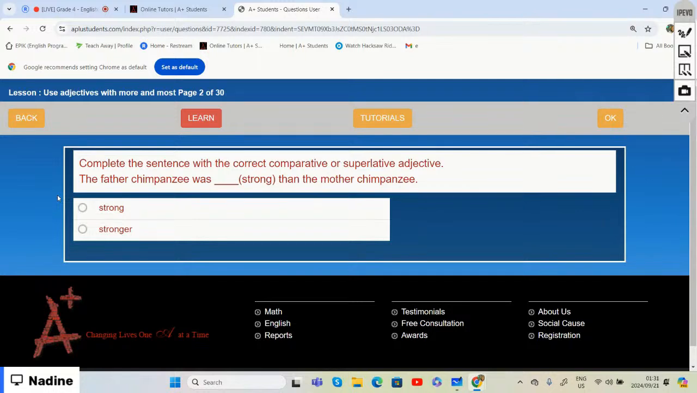The next one says, the father chimpanzee, do we say, was strong than the mother chimpanzee, or do we say was stronger than the mother chimpanzee? Option one, he was strong than the mother chimpanzee, or option two, he was stronger than the mother chimpanzee? Which one is correct? Option one or option two?